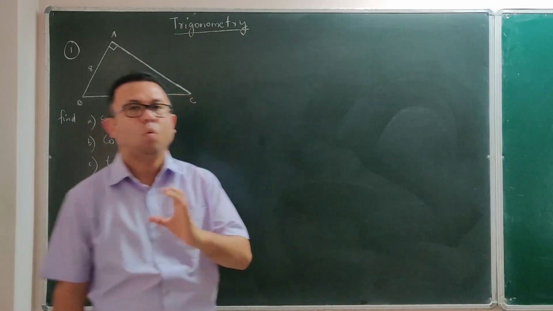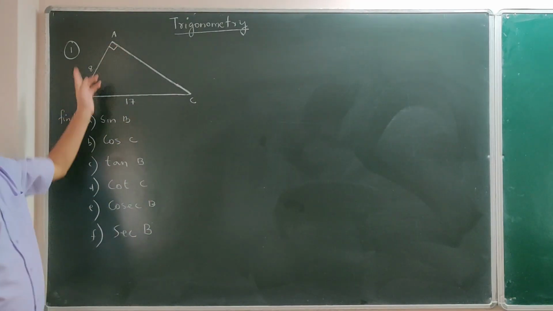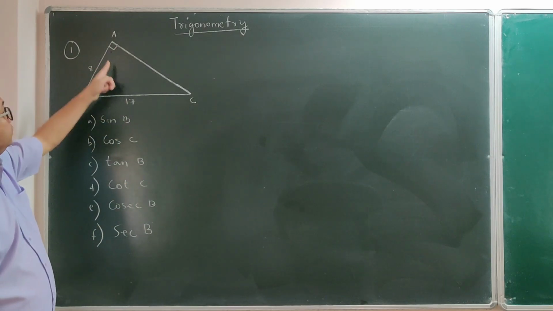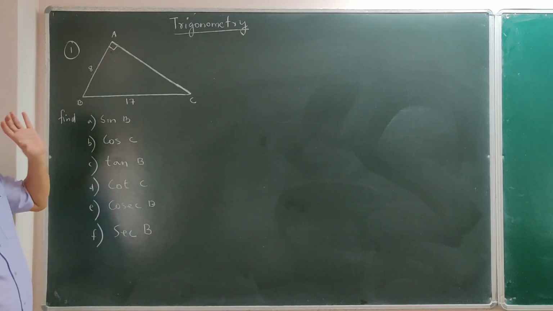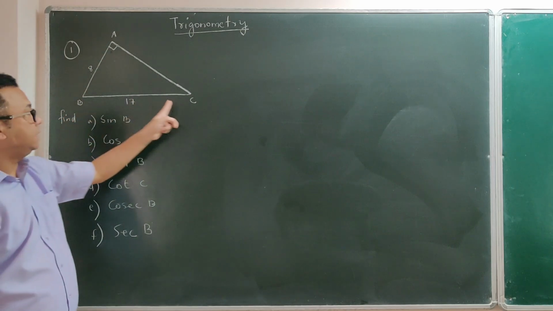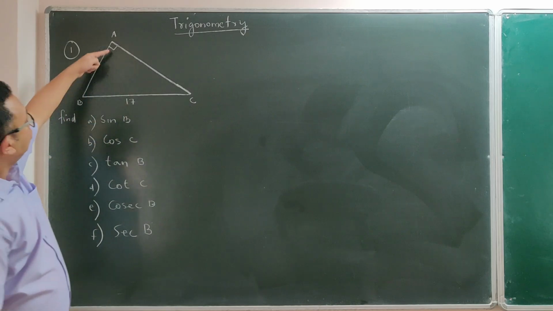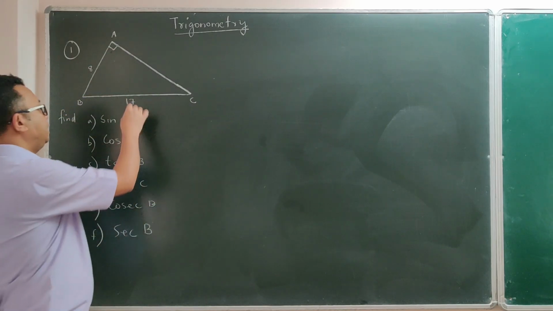I'm starting with question number 1. In this, there is a triangle given, ABC. This triangle is a right angle triangle because you can see 90 degrees here. This side AB is given as 8, no unit, since we are only taking into account the ratio. This side is given as 17. 17 is opposite to 90 degrees, so 17 is the hypotenuse. There is no doubt about it.